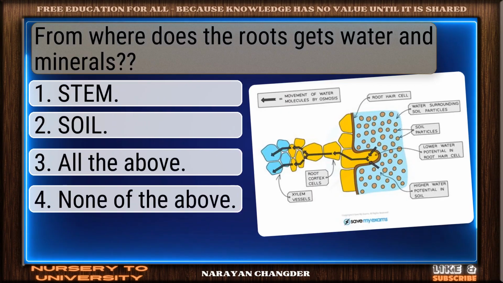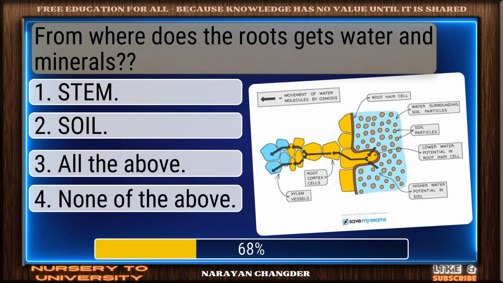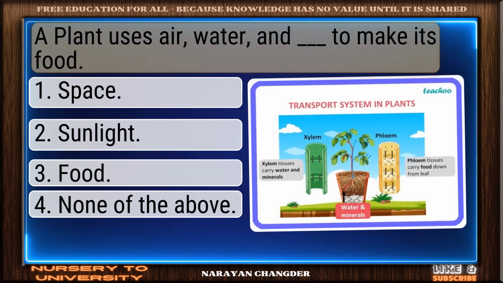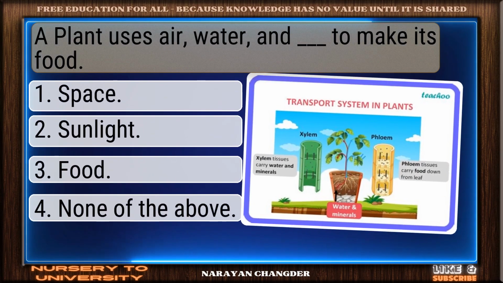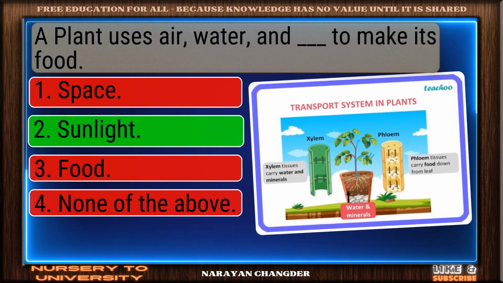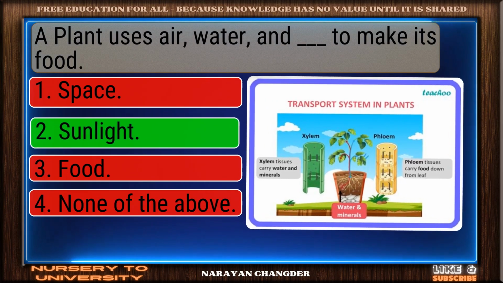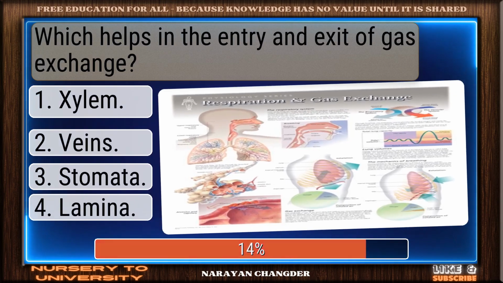From where does the roots get water and minerals? Right again. Soil is a valid answer. A plant uses air, water, and dash to make its food. Great thinking. Sunlight is the right choice.